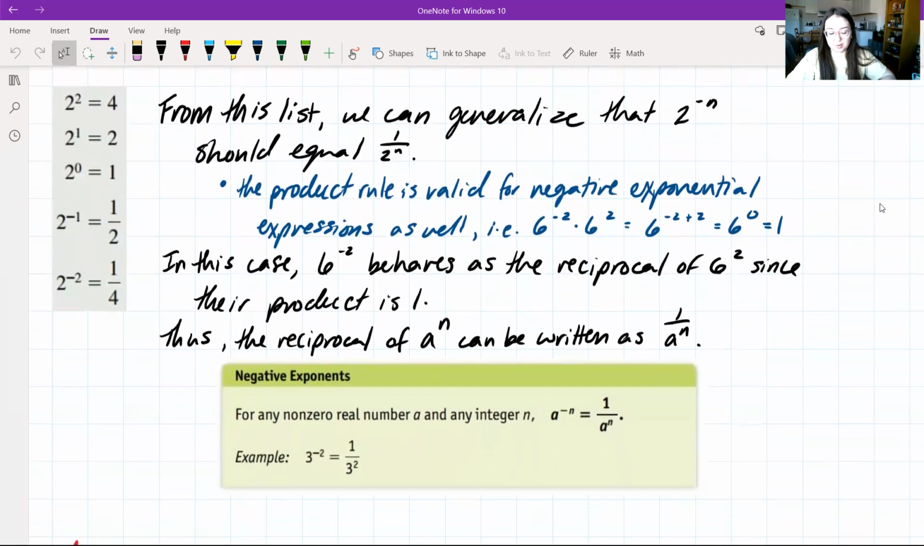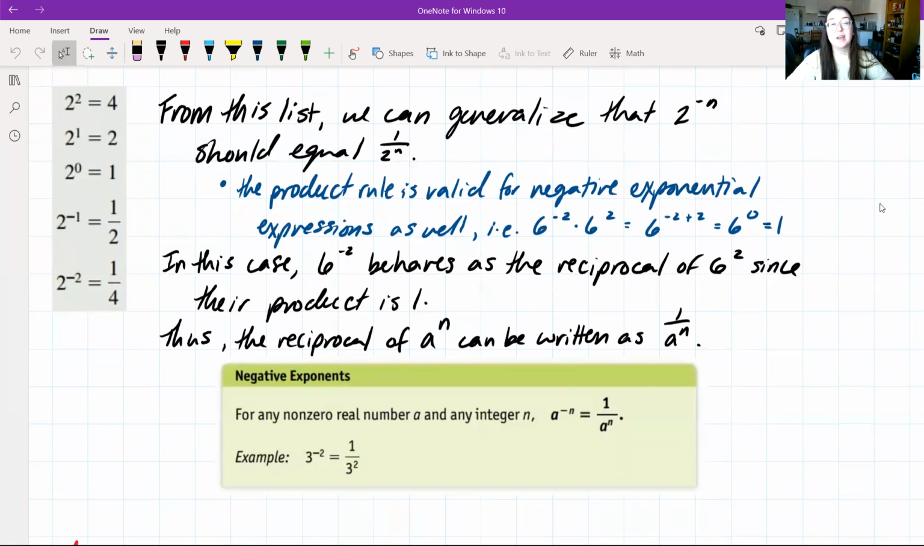So for our negative exponents, we can state that for any non-zero real number a and any integer n, a to the power of negative n is equal to 1 divided by a to the power of n. For an example, 3 to the power of negative 2 is the same as saying 1 divided by 3 to the power of positive 2, which we can simplify to be 1 over 9.